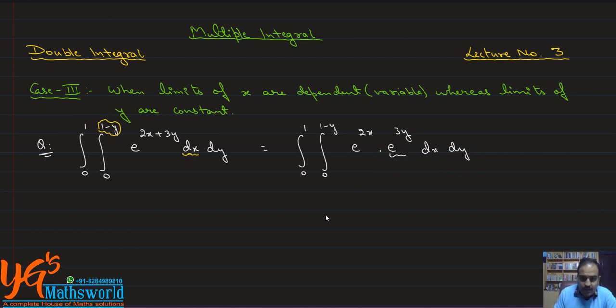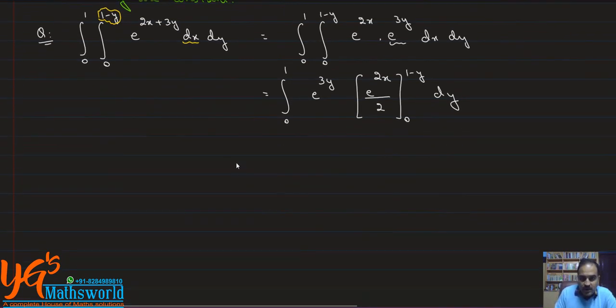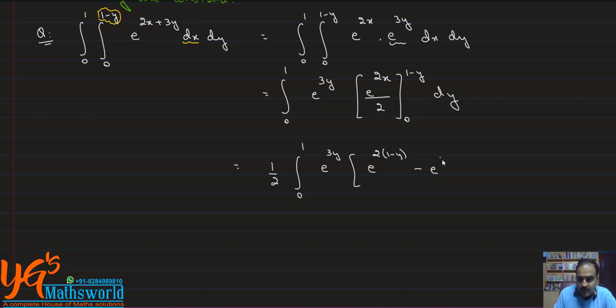Now this is a constant part. So integral 0 to 1. Now when I take integration with respect to x, e raised to power 3y is constant, and the integral of e raised to 2x will be e raised to power 2x over the coefficient of x, that is 2, within the limit 0 to 1 minus y, and then we have dy. So this 2 I have taken common, 0 to 1 e raised to power 3y. Now upper limit, it will be e raised to power 2 times 1 minus y, minus e raised to power 0.